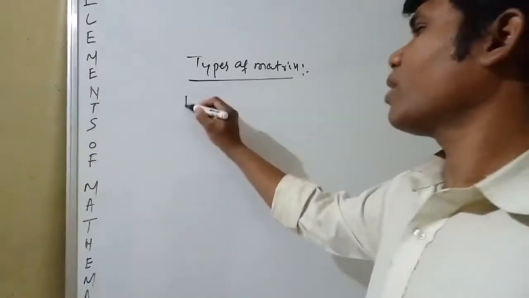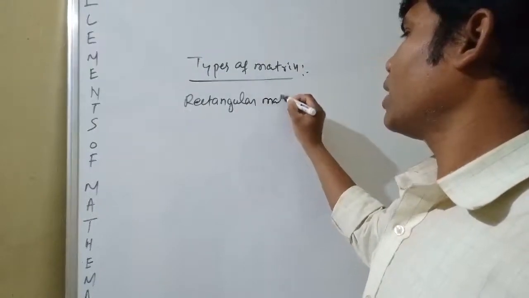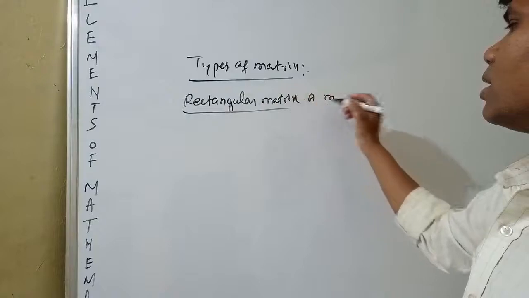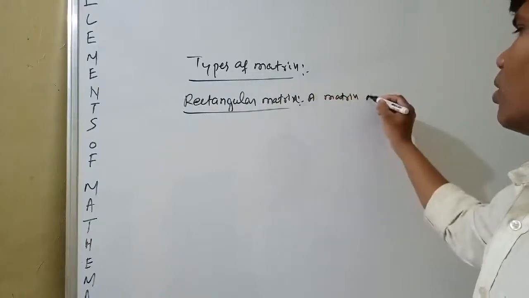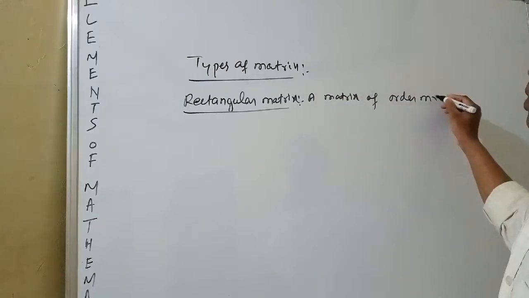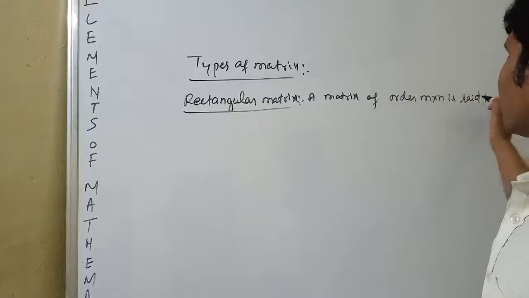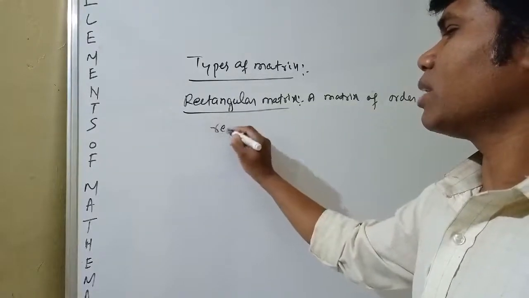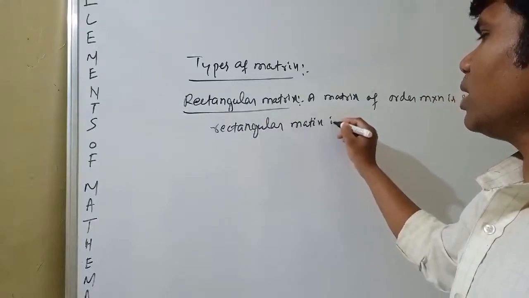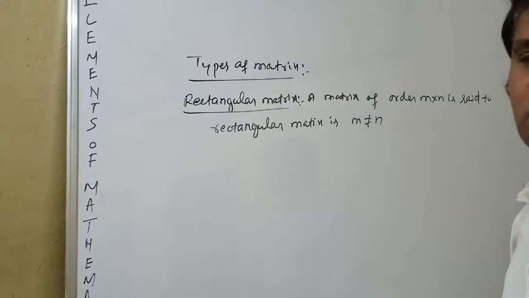Next, come to the rectangular matrix. A matrix of order m cross n is said to be a rectangular matrix if m is not equal to n. Okay, m not equal to n, that is a rectangular matrix.